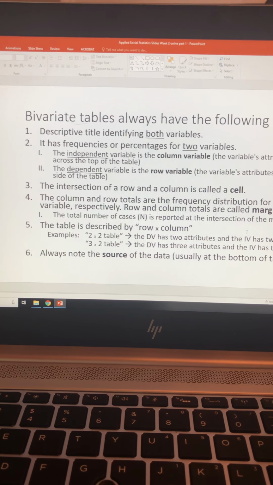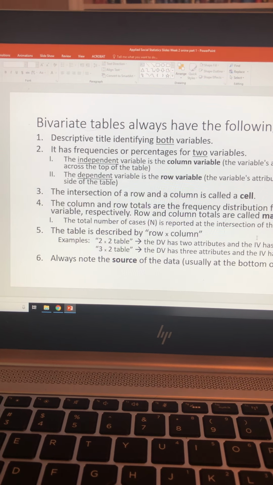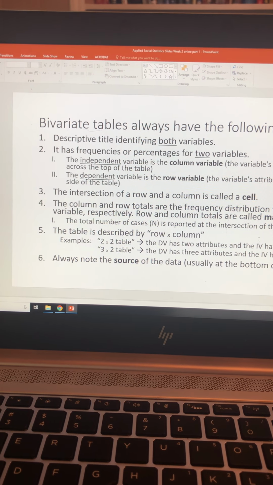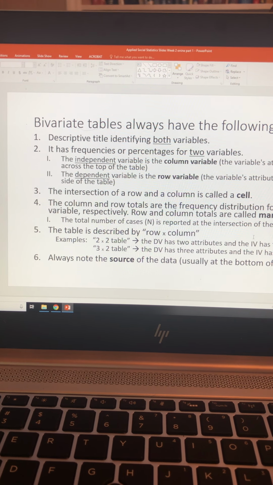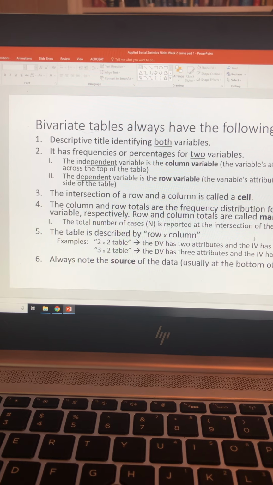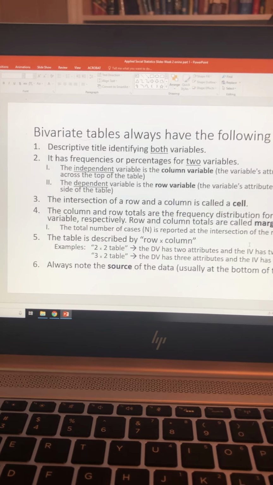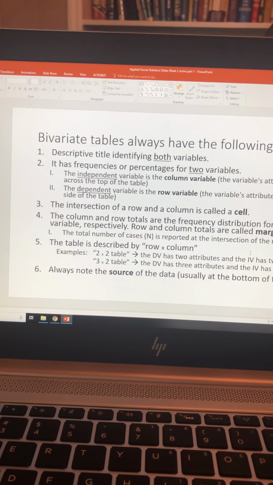This is important. I would say this is maybe the most important thing, that we always want to put our independent variable in the column variable. So the attributes across the top. And then the dependent variable will be the row variable. So the attributes are down the side. I'm going to work out an example here in a second, but it'd be worth committing to your memory that row, dependent variable, column, independent variable.